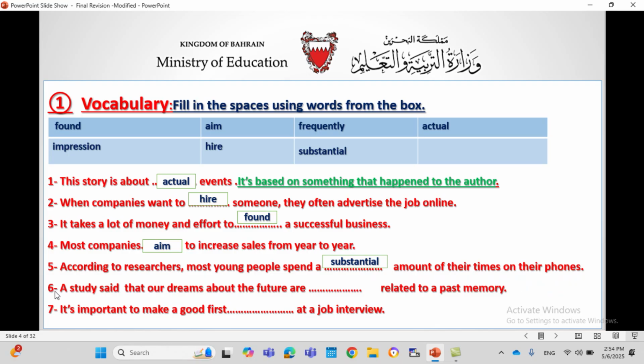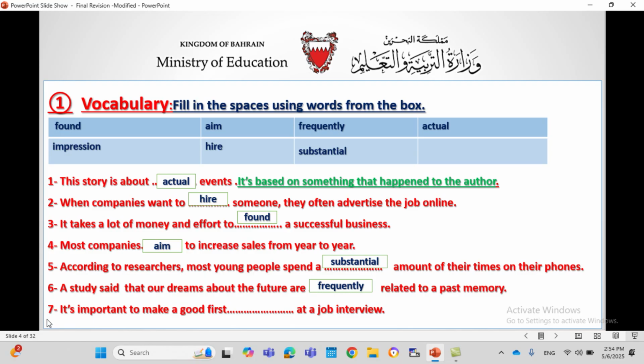Let's come to number 6. A study said that our dreams about the future are related to a past memory. So we need here an adverb. You guess. And the adverb is frequently. A study said that our dreams about the future are frequently, which means often, related to a past memory.